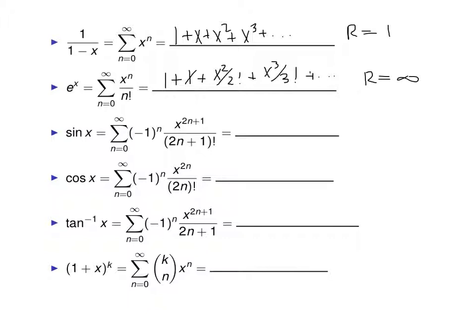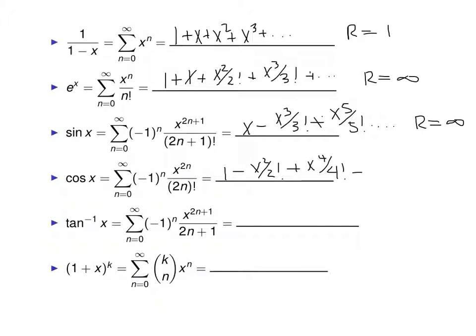Sine x is given by x minus x cubed over 3 factorial plus x to the 5th over 5 factorial, etc. Also has an infinite radius of convergence. Cosine series can be found by differentiating sine. That would give us 1 minus x squared over 2 factorial plus x to the 4th over 4 factorial minus, etc. Also has an infinite radius of convergence.